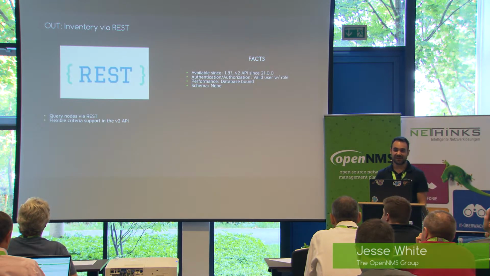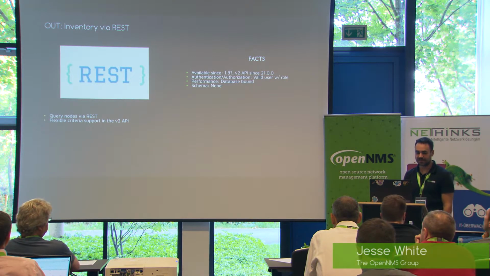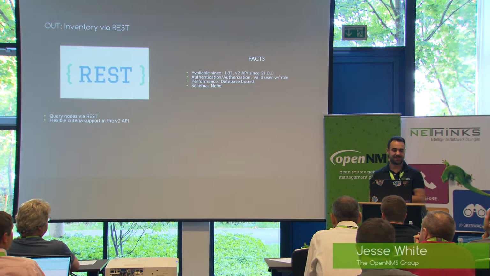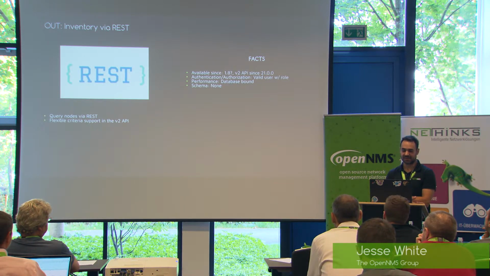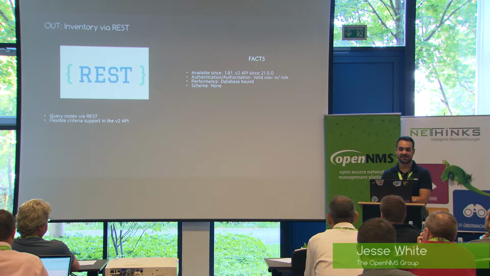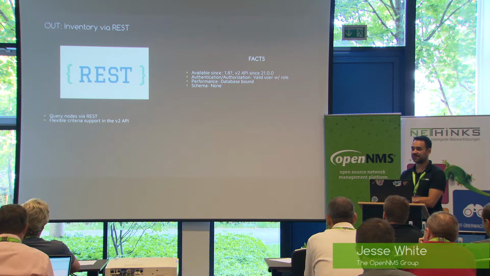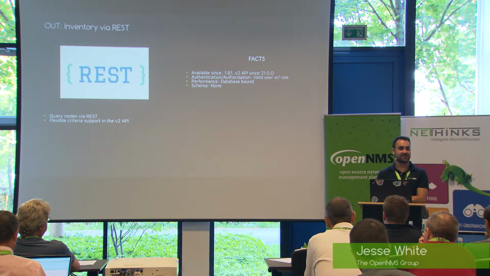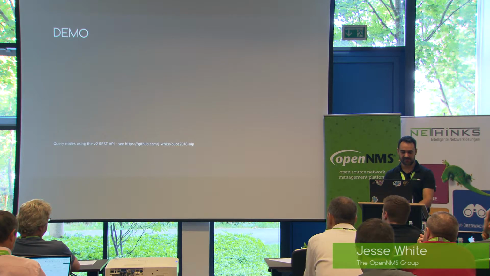How do we get inventory out of OpenNMS? Again, we can look at using the REST API. Being able to get nodes out of OpenNMS has been there ever since we've had the REST API. But one cool thing that we've added recently is the V2 REST API. What that allows you to do is make more flexible queries and try to isolate the resources that you want to pull out. So let's take a quick look at what that entails.